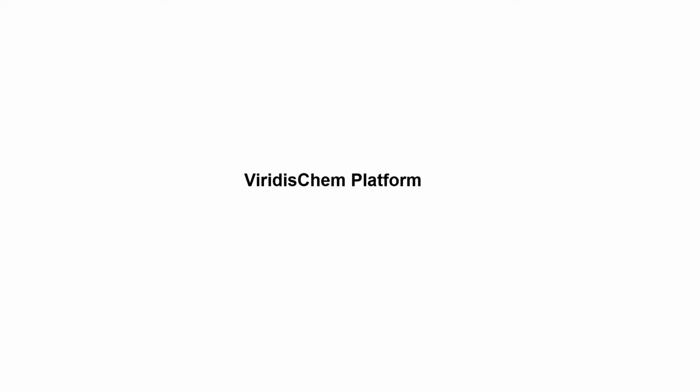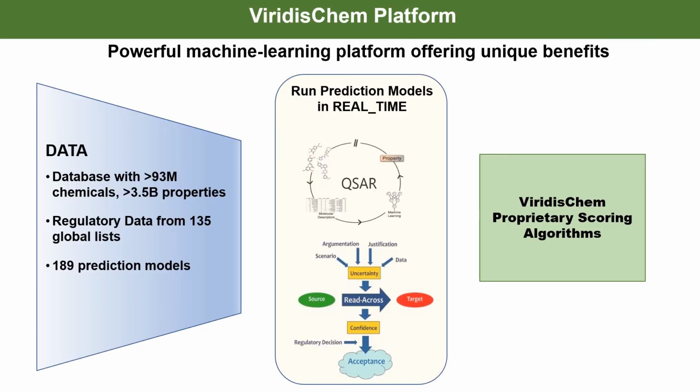Here is a quick overview of our platform. ViridisChem has built one of the largest toxicity databases with 93 million chemicals and 3.5 billion properties. It has incorporated information from more than 200 government and research organizational databases, 135 global regulatory lists, material data sheets from reputed manufacturers, research papers, and data obtained from chemical manufacturers. We have also been curating and updating this data using internal AI-based tools for over 5 years.